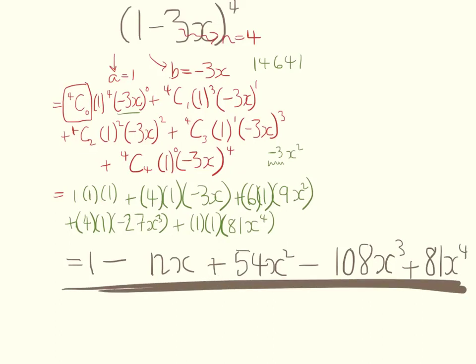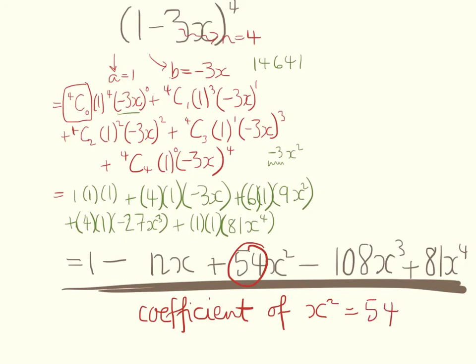Okay, now one final thing to think about is when they use the word coefficient. So for example, the coefficient of x squared is this number. How many x squareds do we have? And the coefficient of x cubed is minus 108, and the coefficient of x to the 4 is 81. The coefficient of x is minus 12, and so on and so forth. So it might just ask you to find the coefficient of such and such.